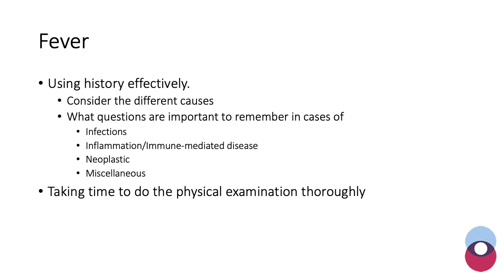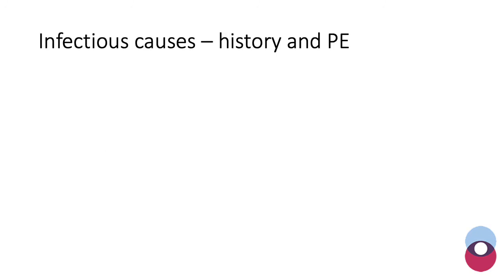Has the animal ever travelled? Is the animal vaccinated? For example, is it a hunting cat, or is it an indoor cat only? Also, I think it's really important that you take time to do your physical examination properly. So, are there any things we need to think about when it comes to the history and physical exam for infectious diseases?